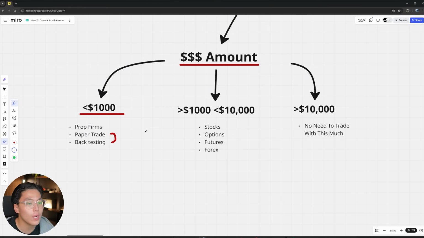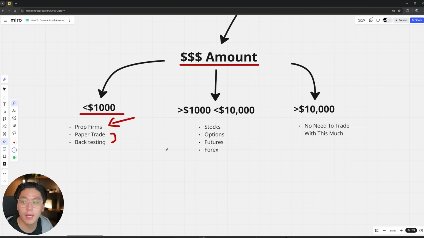In this case, you don't have too much money to trade with. It's very hard to trade with an account underneath $1,000. There's a lot of restrictions. You don't have too much margin to play with. A lot of brokers don't offer margin underneath $1,000. Your best bet is to build up your capital outside of trading, and you want to paper trade along with backtest. There also is a new route that you can take here as well, which is prop firms.